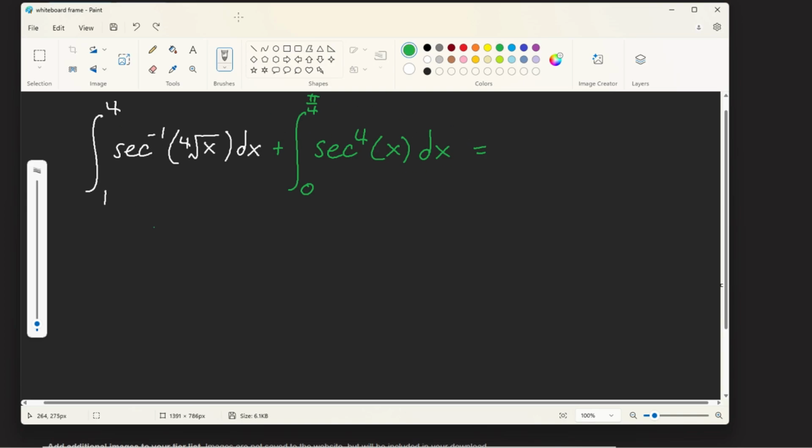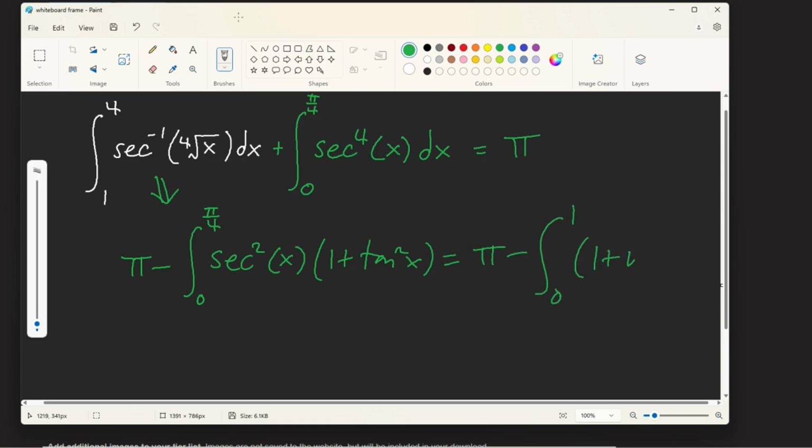Based on that formula, this is equal to pi minus 0. So to solve this integral, this is equal to pi minus this nice integral, secant 4. That's very nice because we know this is like 1 plus tangent squared x, which is like pi minus the integral from 0 to 1 of 1 plus u squared du. This is pi minus u plus u cubed over 3, from 0 to 1. And so we get 1 plus 1/3, so we get 4/3.